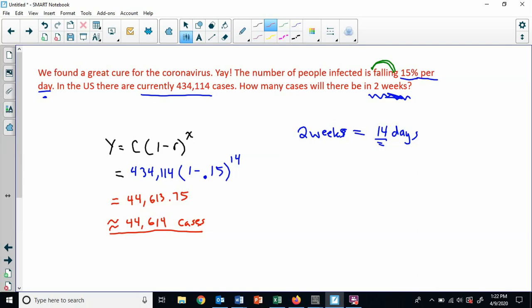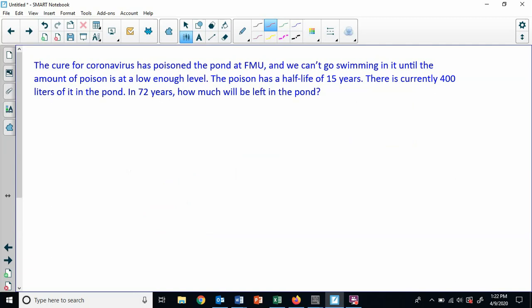So we've modeled exponential growth and decay. So let's look at one other type of problem. Okay, let's look at what's called a half-life problem. Now half-life problems are exponential decay problems where they tell you the rate at which it's decaying, in terms of how many years it takes to halve.